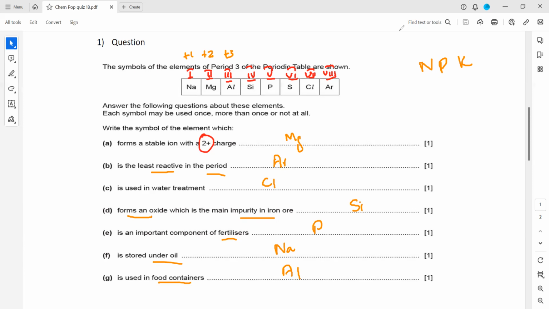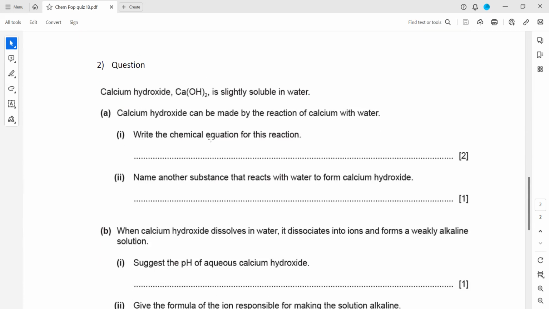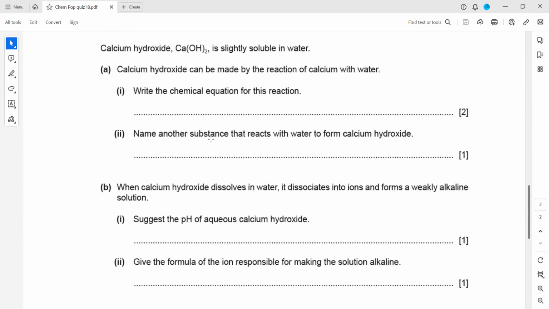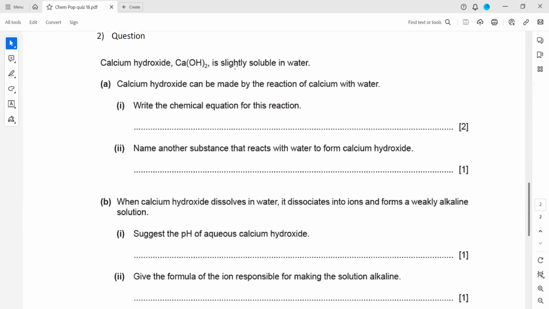Okay, moving on to question 2. In question 2, we have calcium hydroxide, which is slightly soluble. Calcium hydroxide can be made by reacting calcium with water. So when calcium reacts with water, it will form calcium hydroxide. Write a chemical equation for this reaction. When a metal is added to water, group 1 and 2 metals form an alkaline solution, and hydrogen will be there. So calcium, because it's a metal, Ca reacts with water, H2O. As a result, it will form calcium hydroxide.